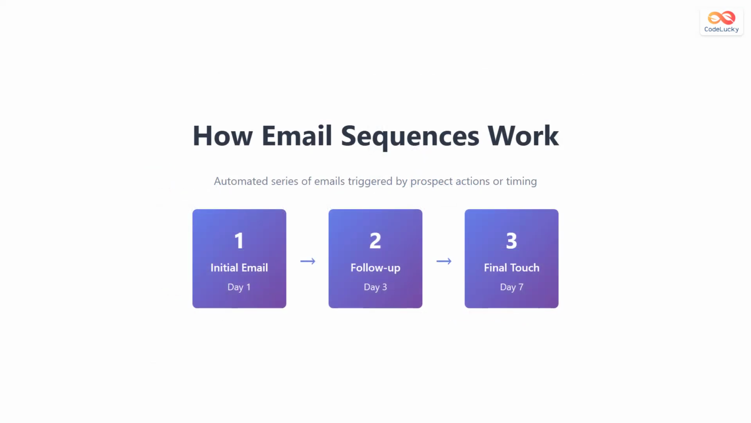Email sequences are automated series of emails sent to prospects over time. Instead of manually sending follow-up emails, you create a sequence once, and it automatically sends the right message at the right time to keep prospects engaged.